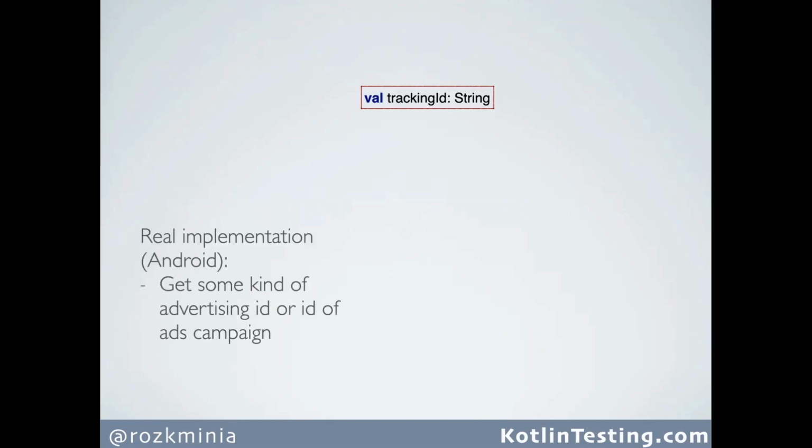And finally, the tracking ID. In a real application, that string would be passed from an external application or external component. And in a unit test, we can directly provide a fake value.